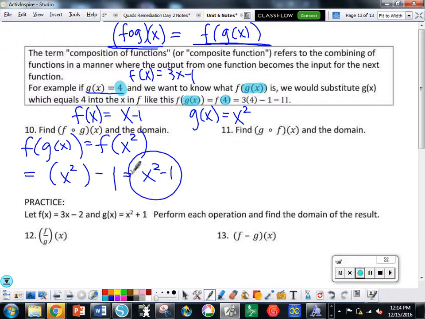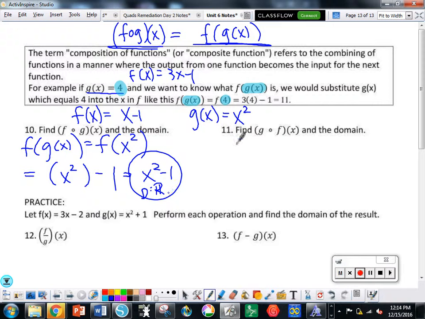Now what's the domain of this function? The domain of that function, is there a square root? Is there a denominator? No, so the domain would be all real numbers. Don't bring me something wrong. Any questions with that? Okay, let's do the next one.